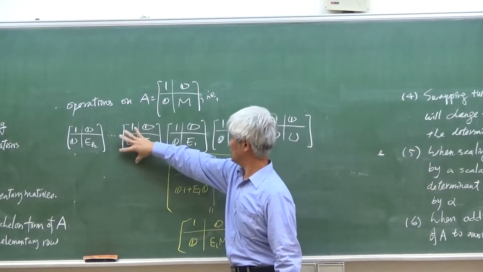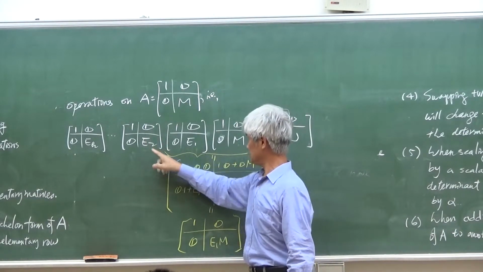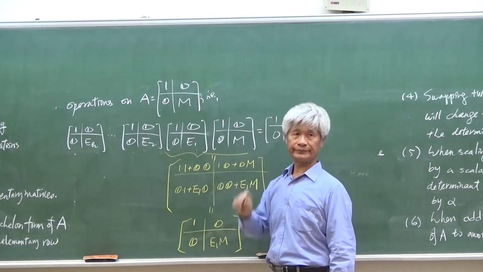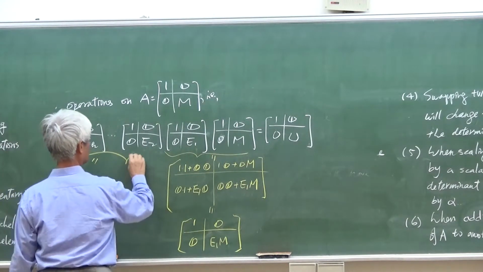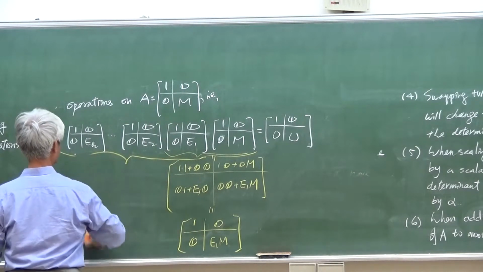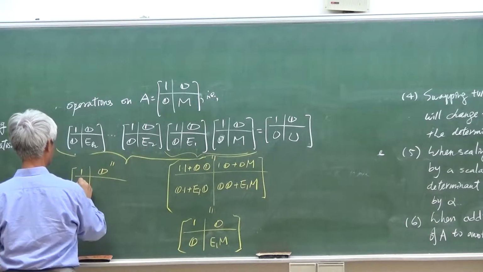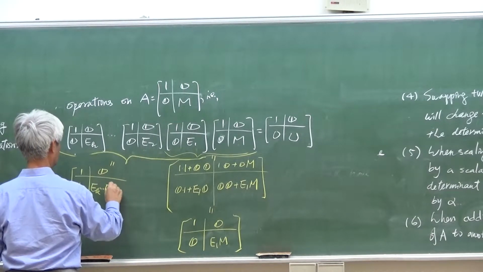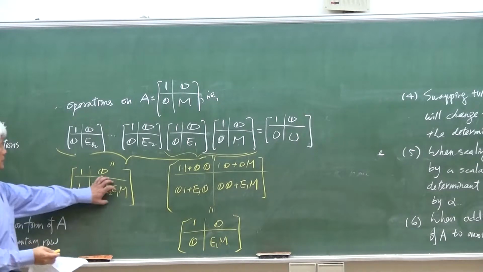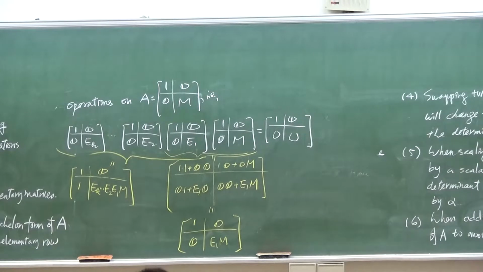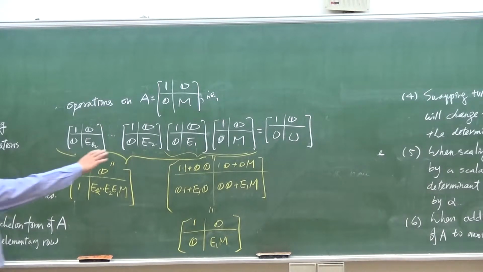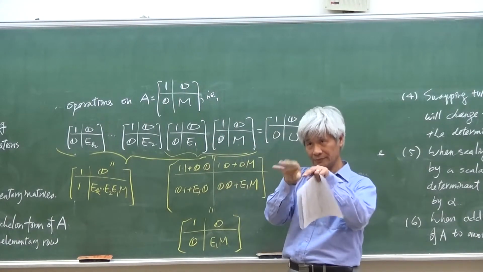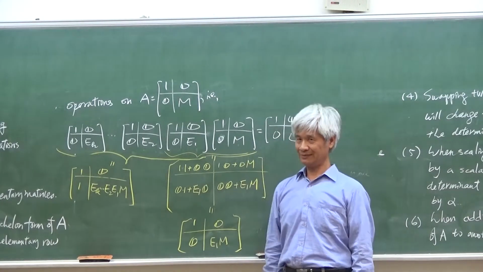Let's see that one by one. So the multiplication of this matrix with this matrix is the same as that, but now you put the E2 here, etc. So finally the product will become 1, 0, E2, 1, m. Matrices are also flexible. You can decompose the matrix this way, and then do the matrix multiplications, as each one is an entry, right?